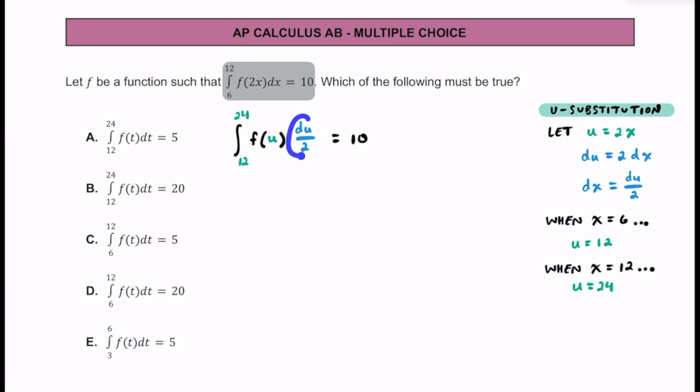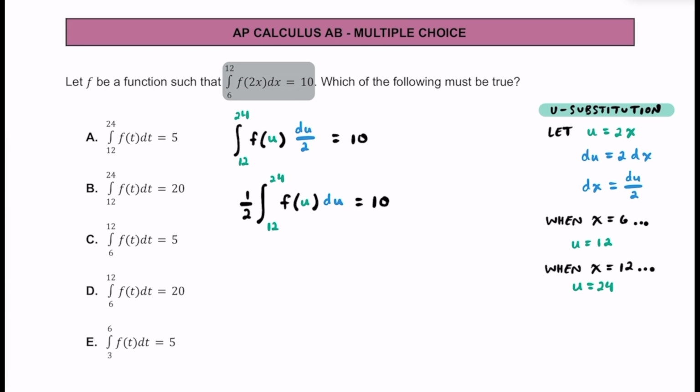Now when we have this du over 2, keep in mind that's really just half of du. I'm going to factor out that 1/2 and put it in front of the integral here. So it's going to be 1/2 multiplied by the integral from 12 to 24 of this f of u, and then I'm just going to write du here. And of course this is still equal to 10.